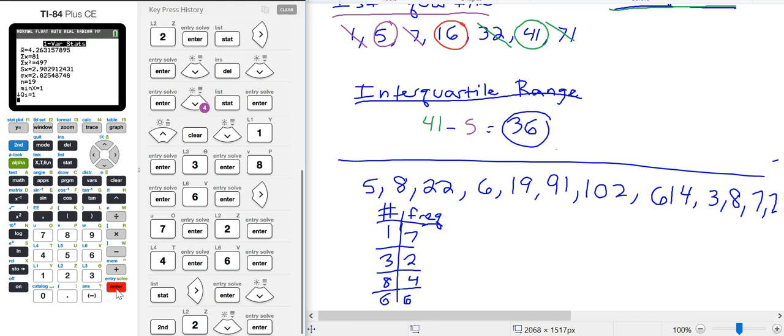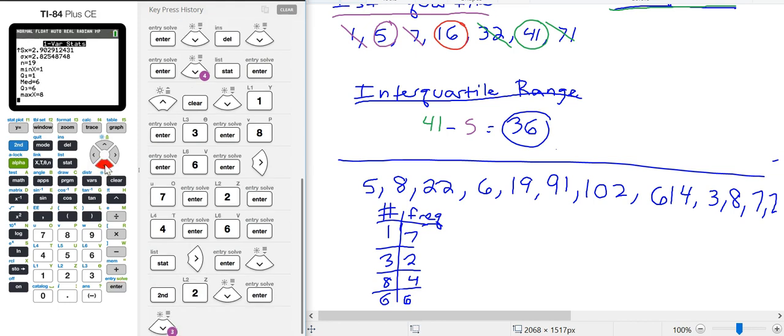Now the calculator calculates for us. If we scroll down, see the median is 6, first quartile is 1, third quartile is 6, and we could use this to find the interquartile range, which would be 6 minus 1, the third quartile minus the first quartile, which is 5.